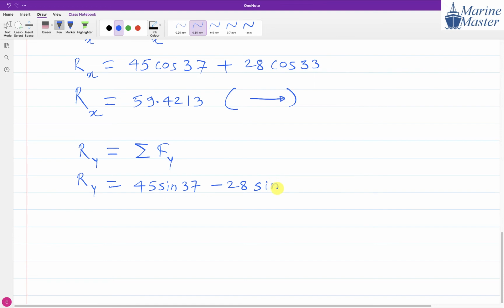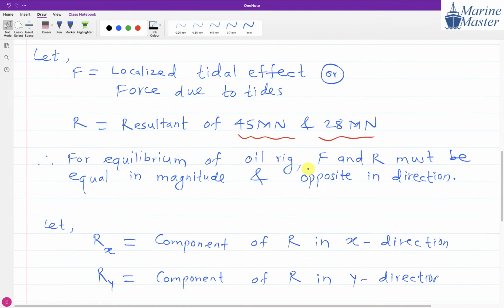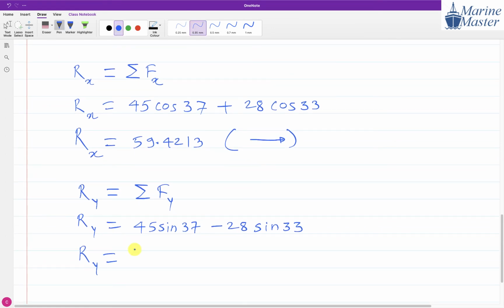Minus 28 sin 33. 28 sin 33 is in the negative y direction, so minus. If you do the calculation, we will get the value of Ry: 45 sin 37 minus 28 sin 33. How much value of Ry are we getting? 11.8317. I have missed the unit here.